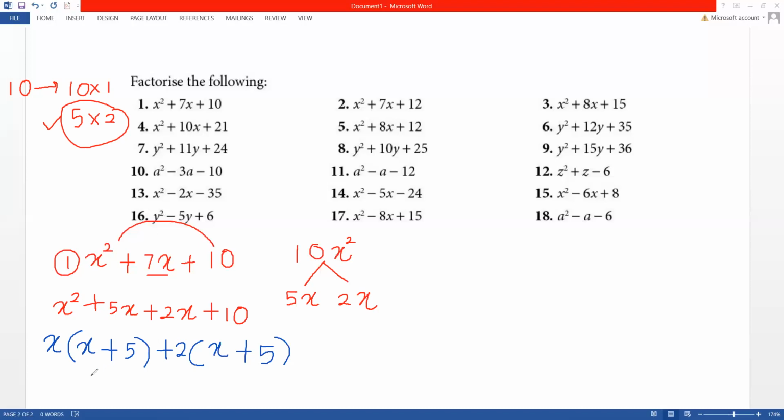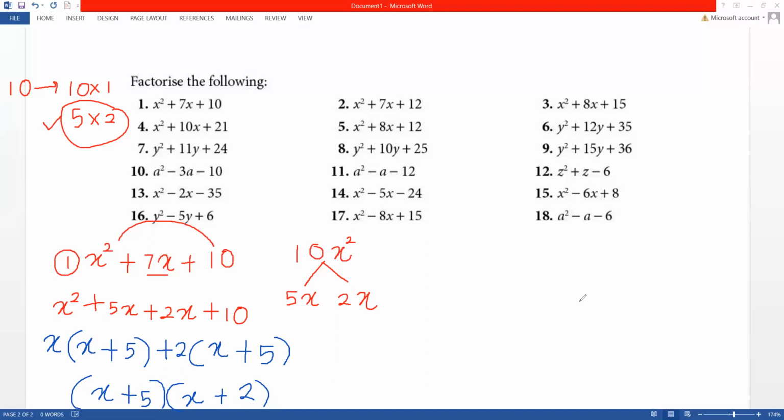Now I can see again x plus 5. That is common. So therefore, I'll write x plus 5 in one bracket, then I'll combine these two, x plus 2, in the other bracket. So that is how we find it. Then you will get your answer: x plus 5 in one bracket and x plus 2 in another bracket.